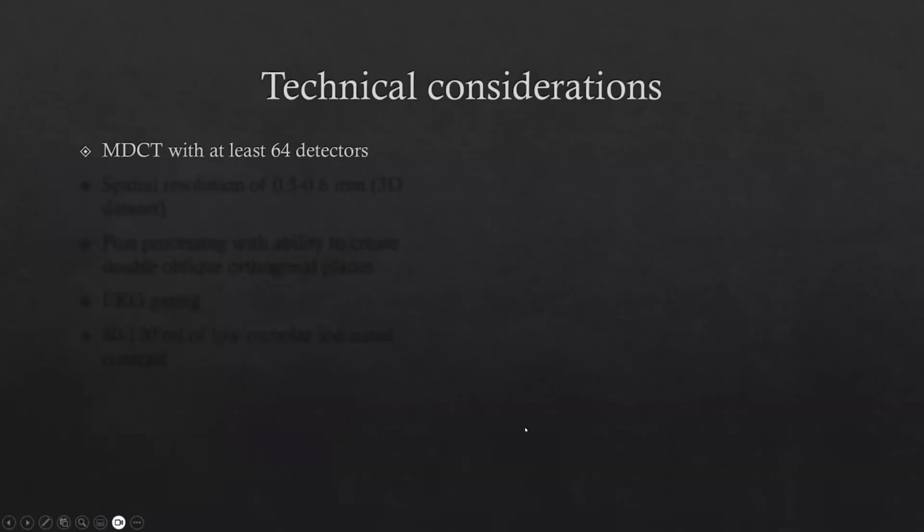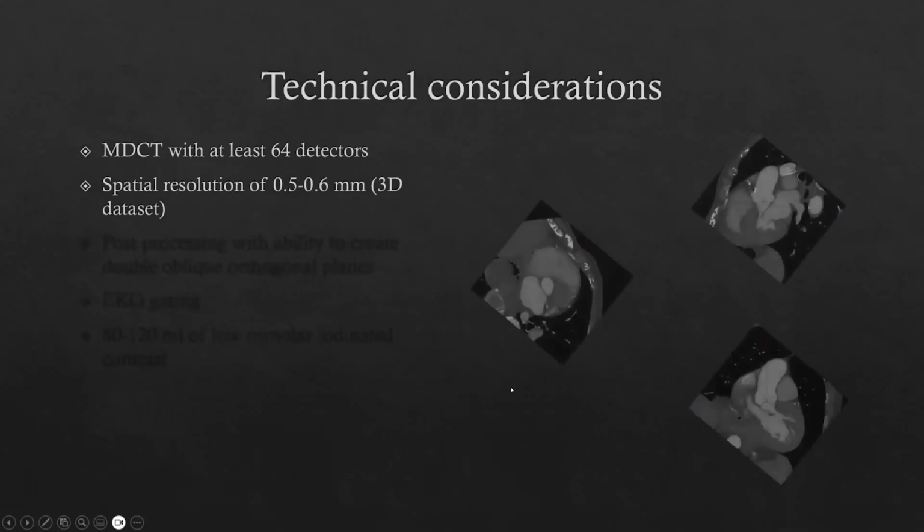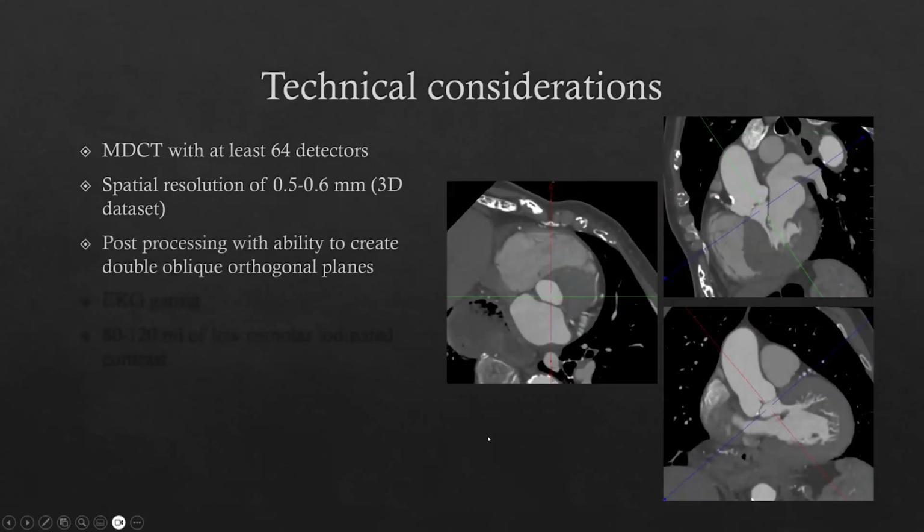All right, so to talk about some technical considerations, what we do want to have is a multi-detector CT with at least 64 detectors minimum. This is so that we get a spatial resolution that is in the order of 0.5 to 0.6 millimeters, so we can have a 3D data set and have the ability to post-process and create double oblique orthogonal planes, such as this example here, so we can get measurements in the true short axis plane of the vessel. Also, EKG gating is necessary for the cardiac CT portion, not for the CTA chest, abdomen, and pelvis portion.